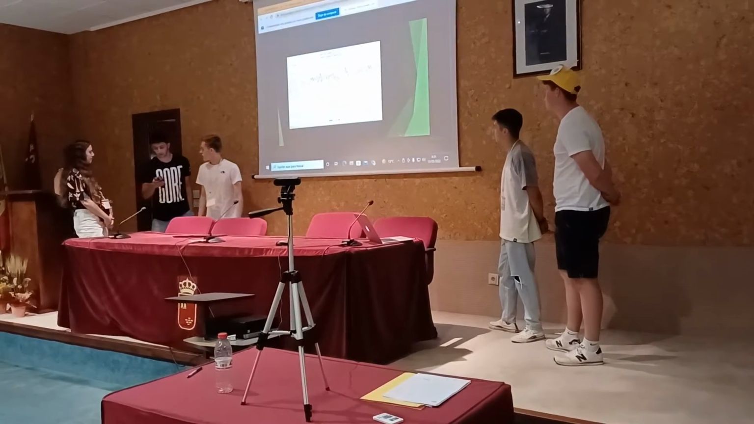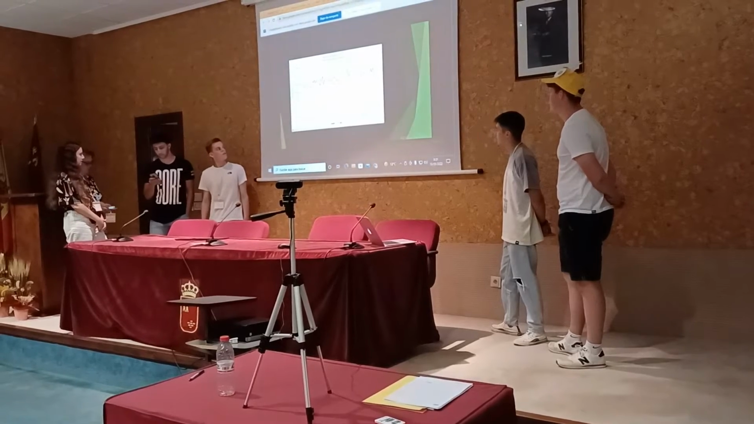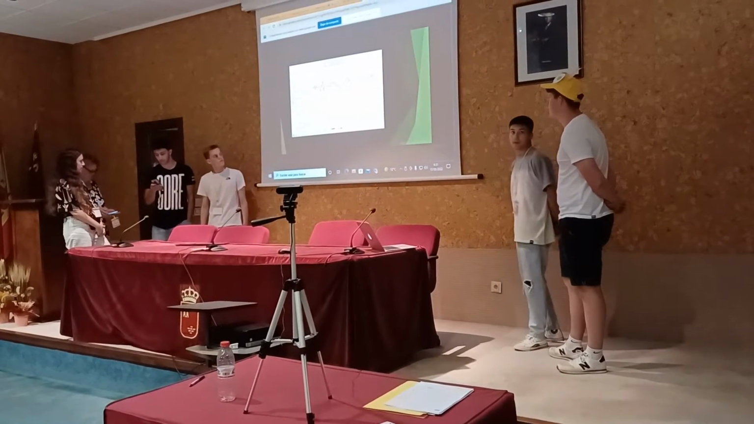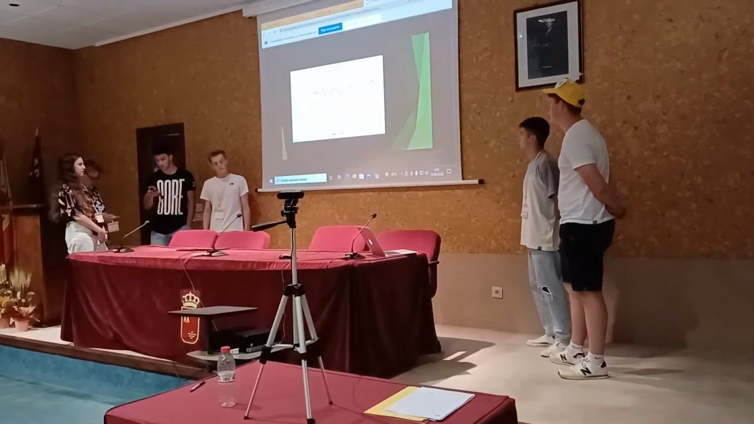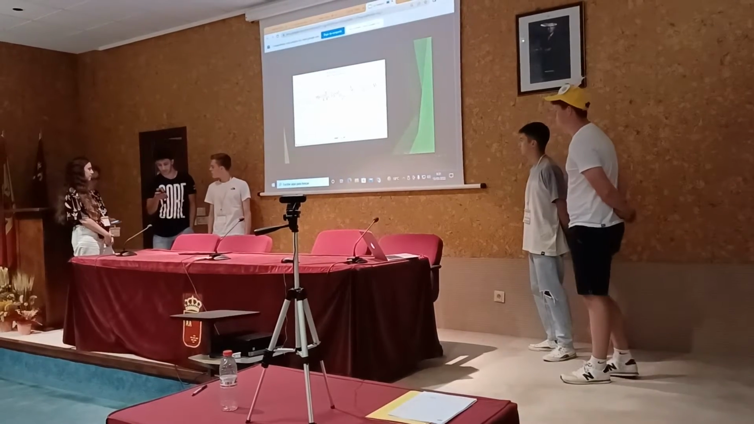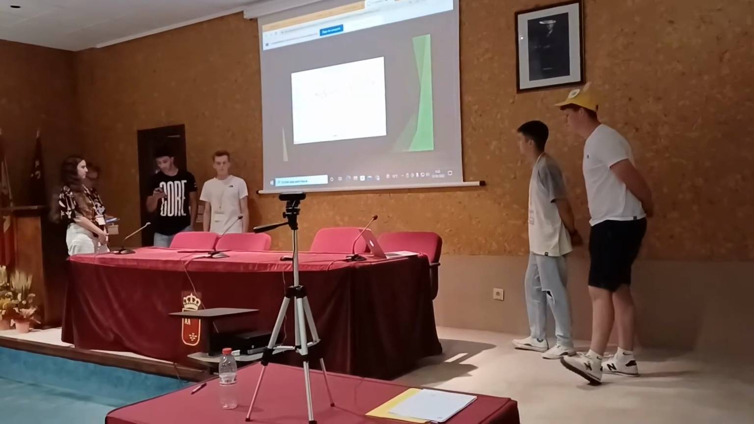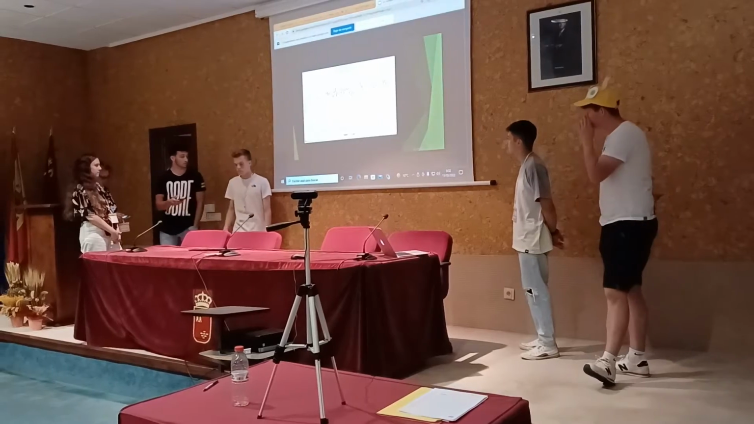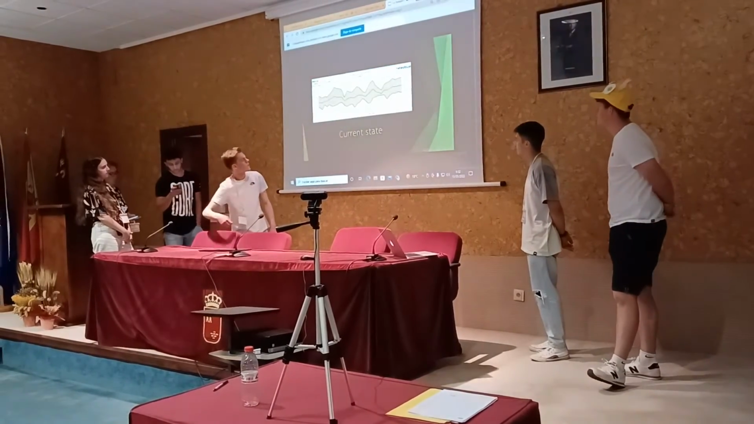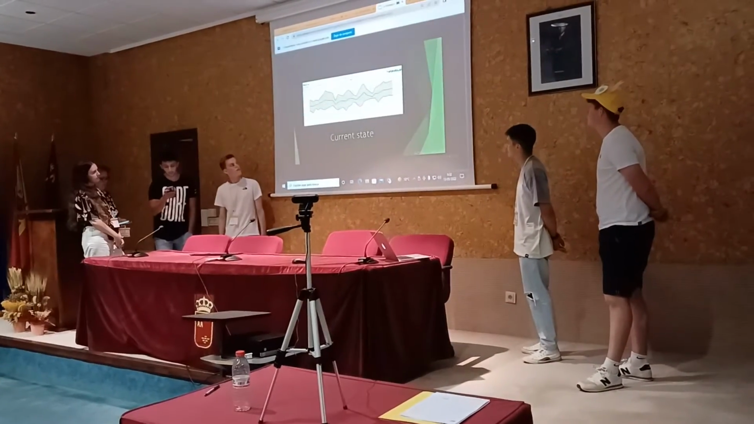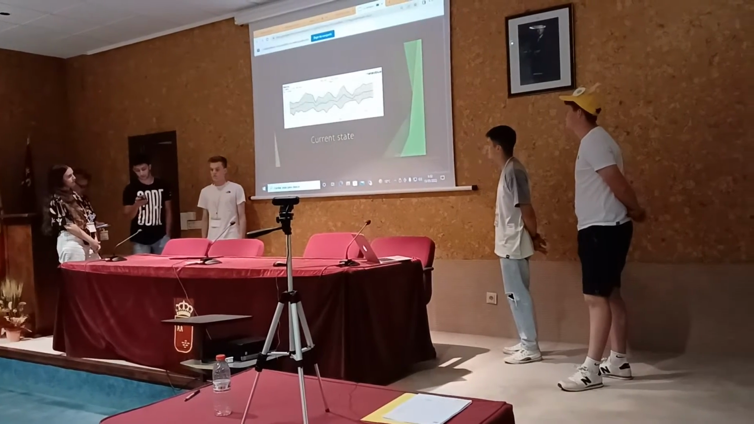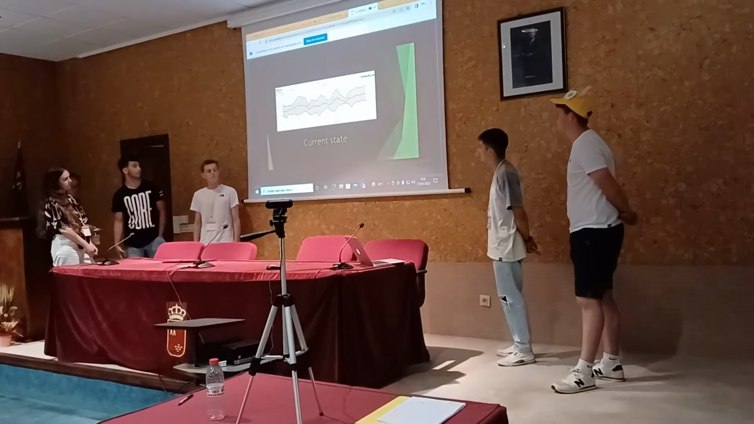Here we can see a graph of the evolution of the temperature in Murcia from 1927 to 2015, where it can be seen that it's changing a lot. Now is the picture. We can see the weather and the relative humidity in Murcia this year.